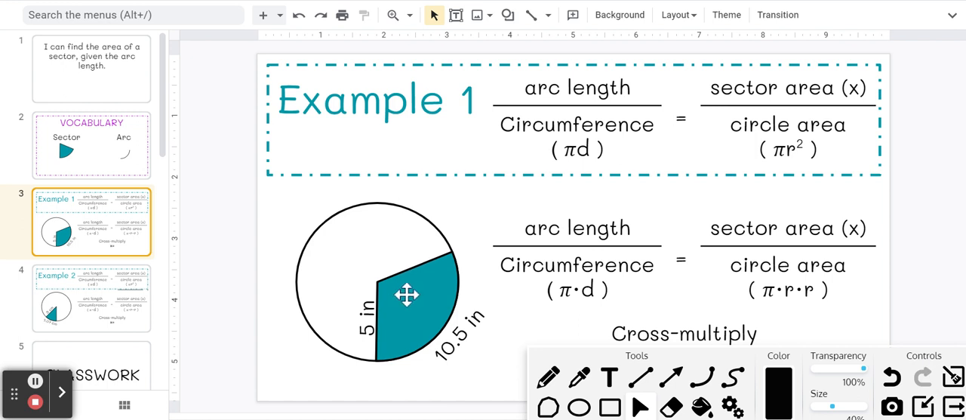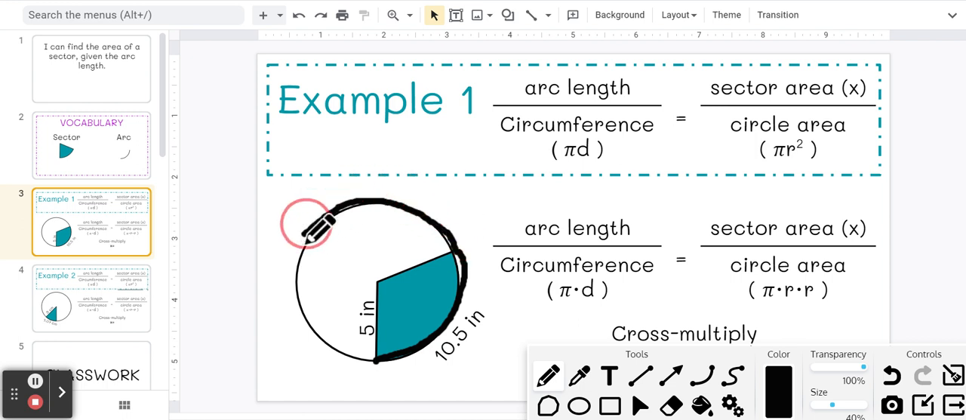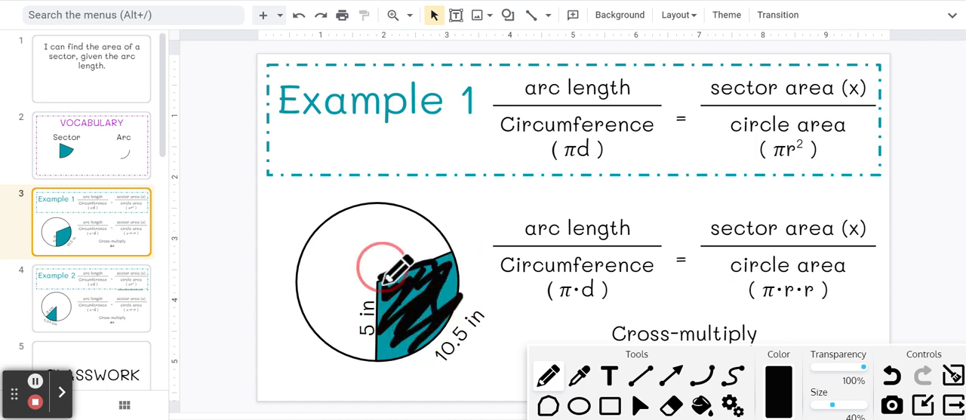All right, so to figure this out, we are going to use this proportion up here. Arc length, which is this measurement here, is over the circumference. That means it's part of the circumference. So it's kind of like a part to whole relationship. Then the sector area, which is the area of this piece, is part of the area of the whole circle. So we're just going to plug in values to this proportion here. I duplicated it down here because this is the one we are going to edit.